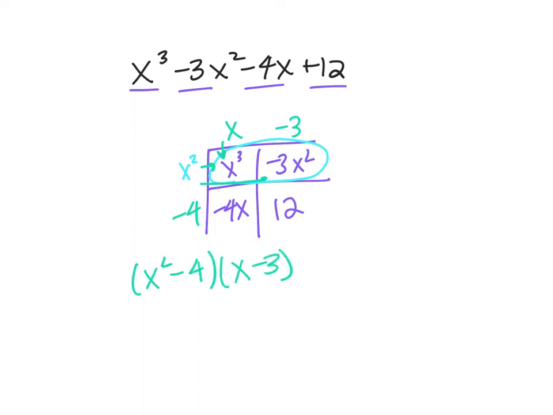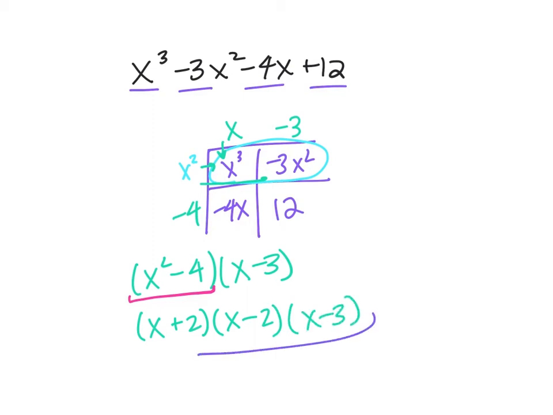And again, don't forget to check to see if it can factor further. This one can with that x squared minus 4. That's a difference of 2 squares. So it turns into x plus 2 and x minus 2. And then you still have that x minus 3 on the end. So there's that one fully factored.